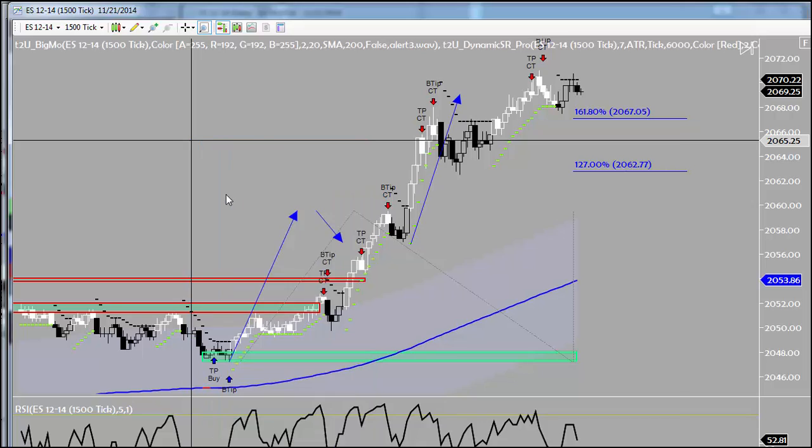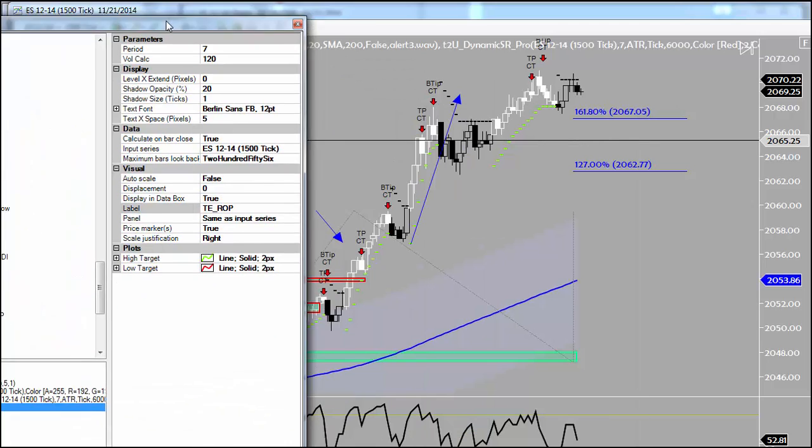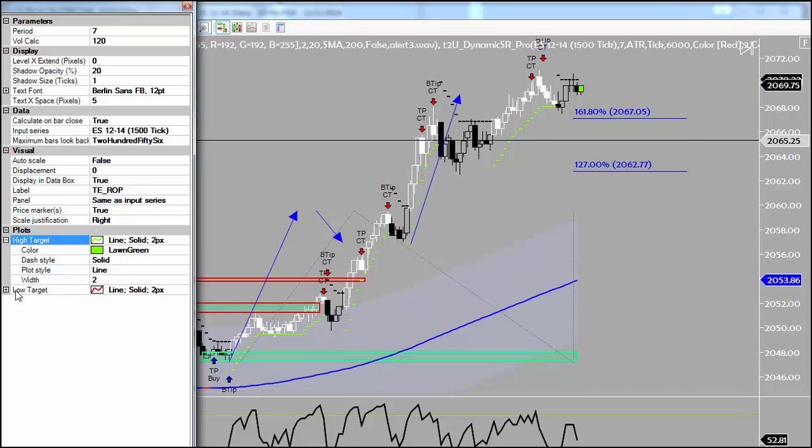Right click right here, indicators, ROP. So it asks in the indicator parameters, what period of average true range do you want me to use? It defaults to 7. What percentage of the volatility do you want me to calculate? Let's look at 120% as an example. And then shadow opacity and the text font size and so on. And then right here it says, what do you want me to plot the high target and the low target as?